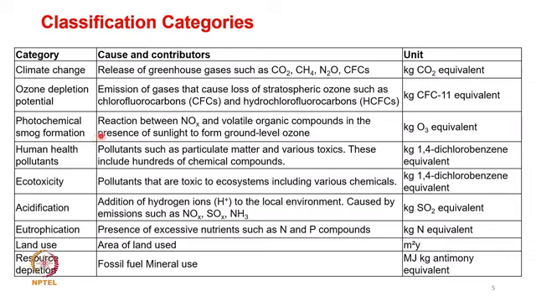And photochemical smog formation is the reaction between NOx and volatile organic compounds in the presence of sunlight to form ground level ozone. So this is typically computed as kilograms of O3 equivalent.